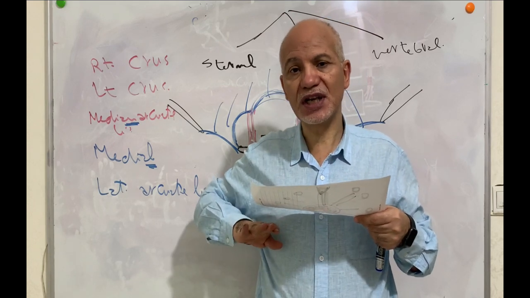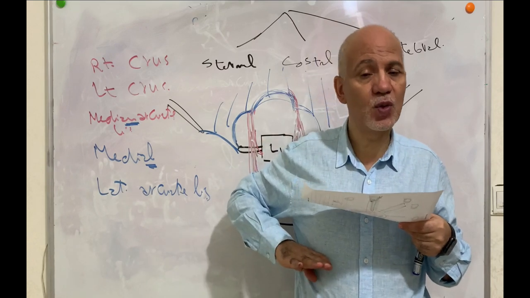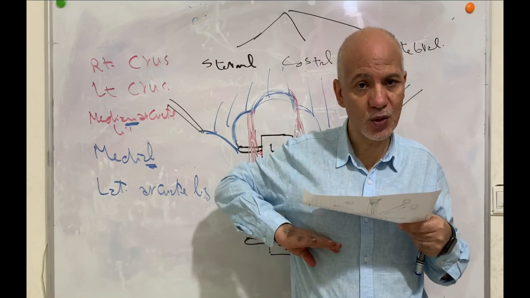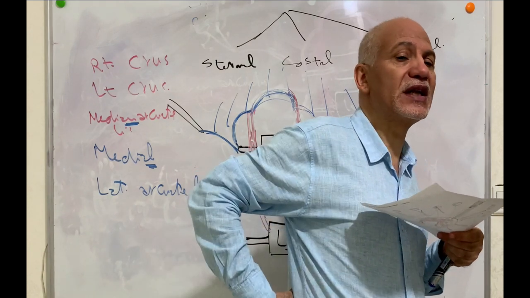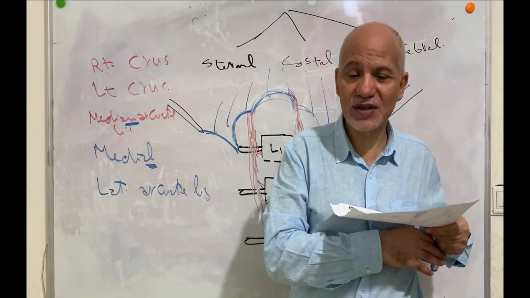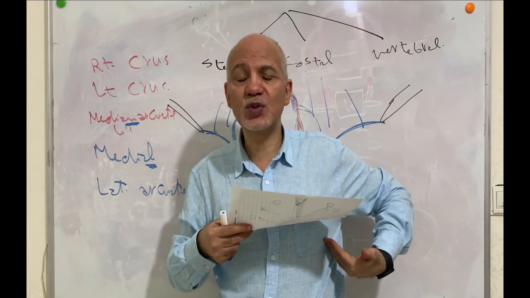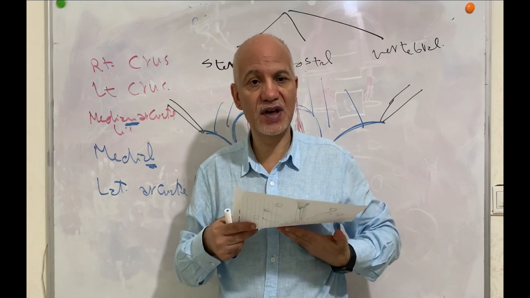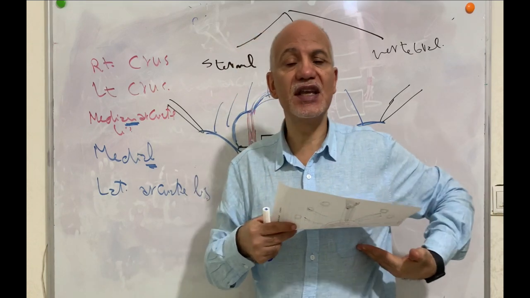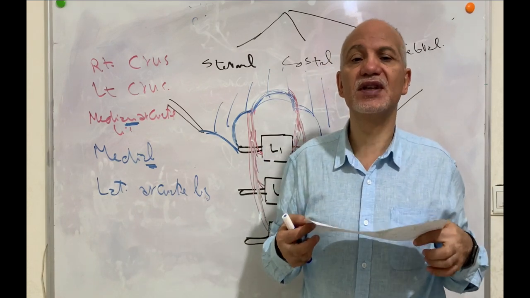What is the inferior relation? On the right side and the left side. On the right side: the right lobe of the liver, right kidney, and right suprarenal gland. On the left side: the left lobe of the liver, left kidney, left suprarenal gland, and also the fundus of the stomach. This is the inferior relation of the diaphragm.